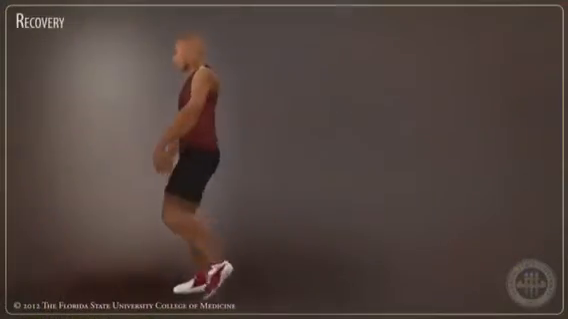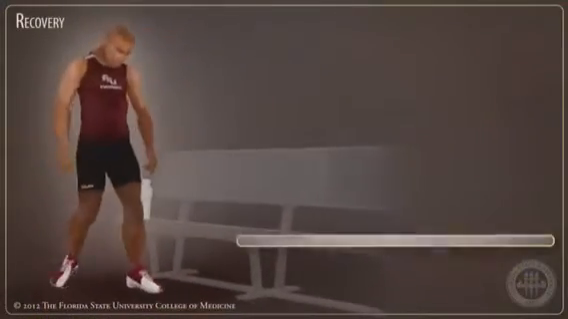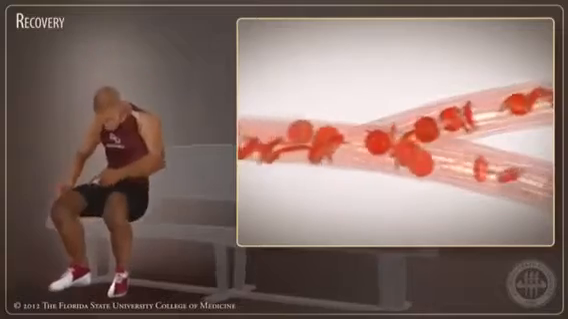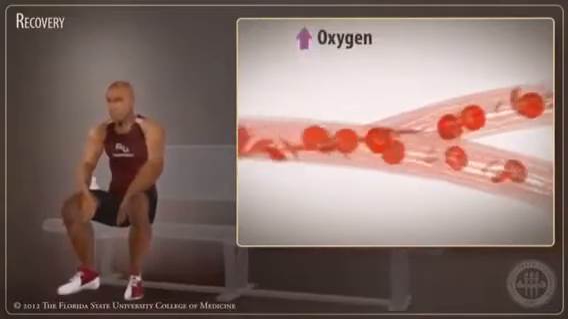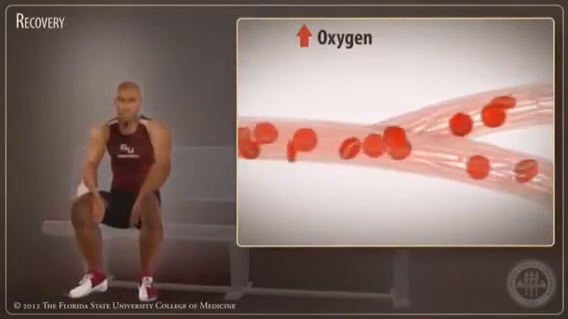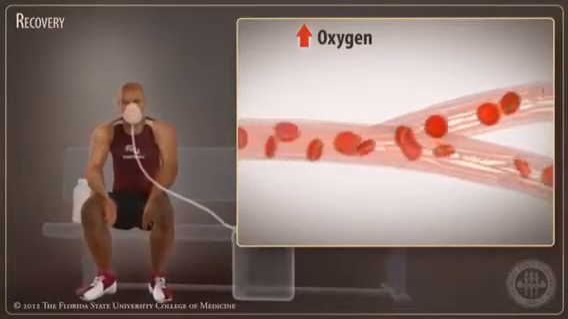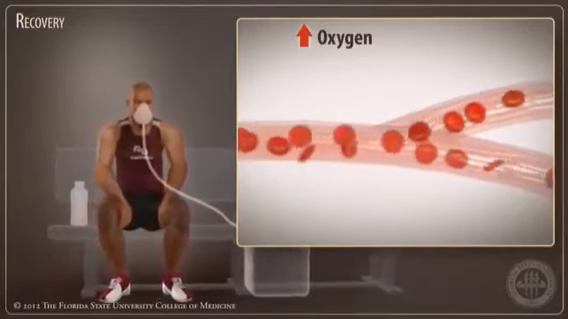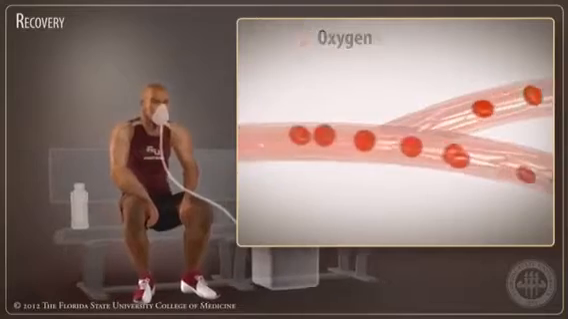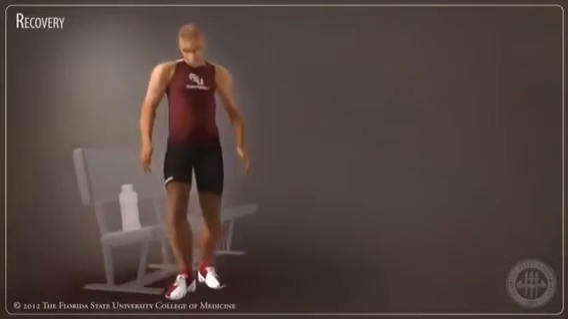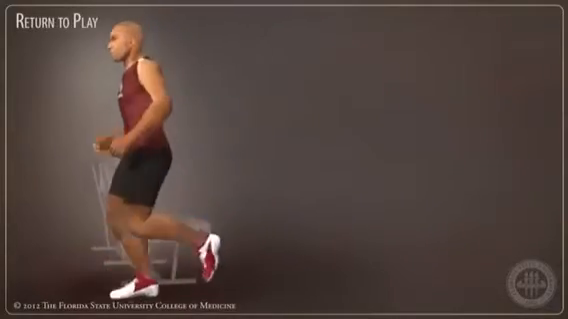If a crisis occurs when the athlete is allowed to rest between exercises, the sickled red cells regain oxygen inside the lungs and return to their normal shape. High-flow oxygen helps the athlete's red cells recover faster. With enough oxygen, the athlete feels better and, in most cases, is ready to return to play.